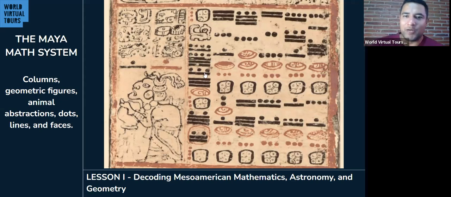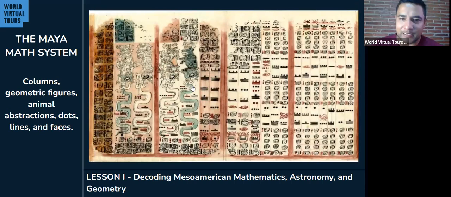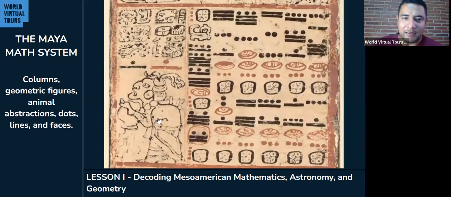it has. We have columns with the numbers and the symbols we have here. We have geometric figures like these ovals. We have animal abstractions about here. And the next one, we see snakes. Okay, another snake over here. We see dots, of course, many dots. We see lines and human faces. Okay, in this case, the full person. But if you notice, here on top, there are other human faces too.